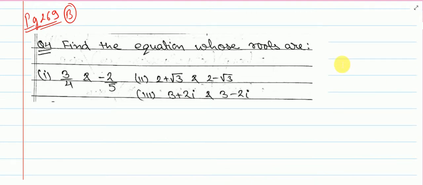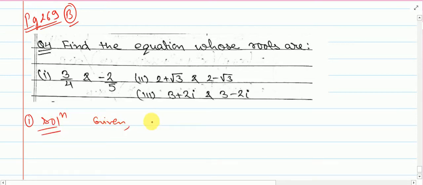Okay children, so now let us see this question from page 269, part B, question number 4. Find the equation whose roots are, means we have to form the quadratic equation whose roots are going to be these. For the first one, 3 by 4 and minus 2 by 5. So number 1, solution.